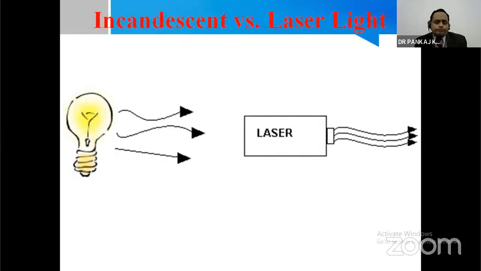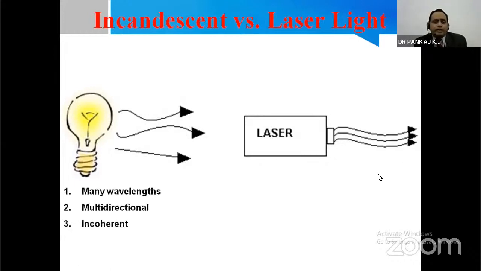If we look at ordinary light and laser light, the question is how ordinary light differs from laser light. You see the electric bulb. A bulb produces light in multiple directions and with multiple wavelengths, and laser produces light in only one direction. So this is the very important part. The incandescent light has many wavelengths, is multidirectional and incoherent. Laser is monochromatic, unidirectional, meaning only a single direction, and coherent. So these are the basic differences between ordinary light and laser light.